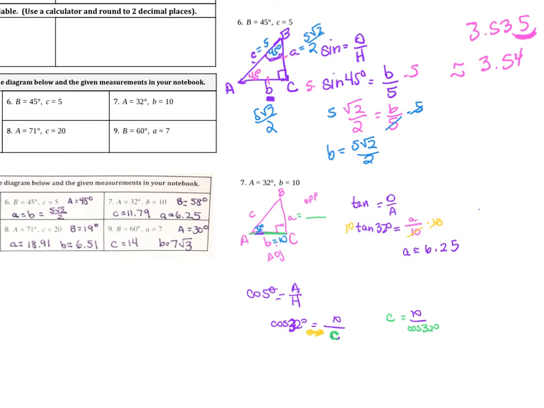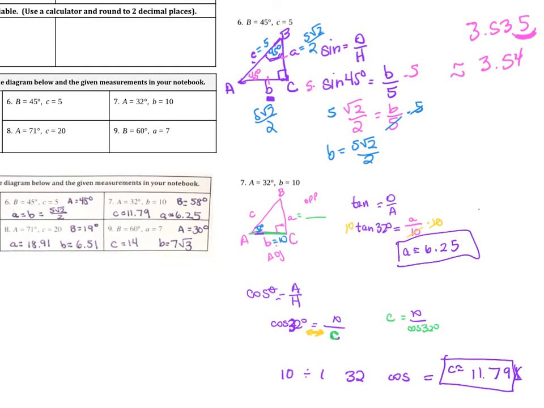So you would type in the calculator, so just to go over how to type this in, 10 divided by parentheses and then 32 and cosine, equals, and you will get 11.791. And so because this is 5 or less, then therefore the answer to C is approximately 11.79. So we have A, which is 6.25. We have C, which is 11.79.